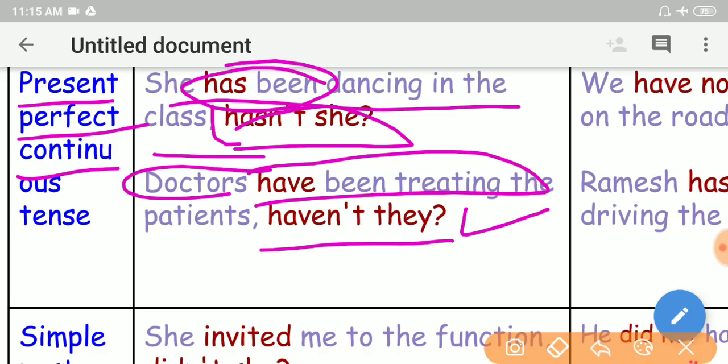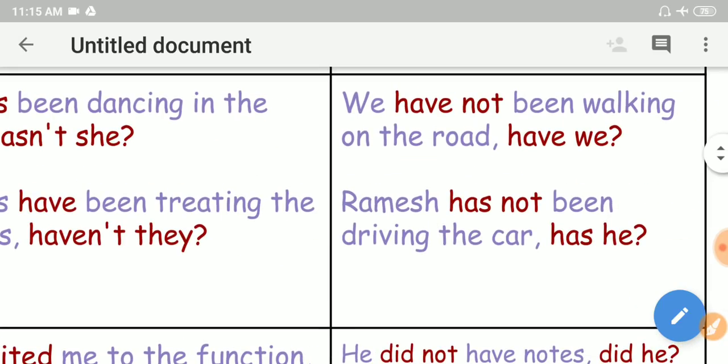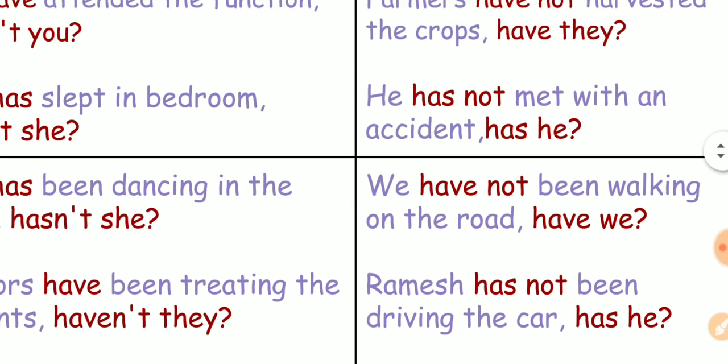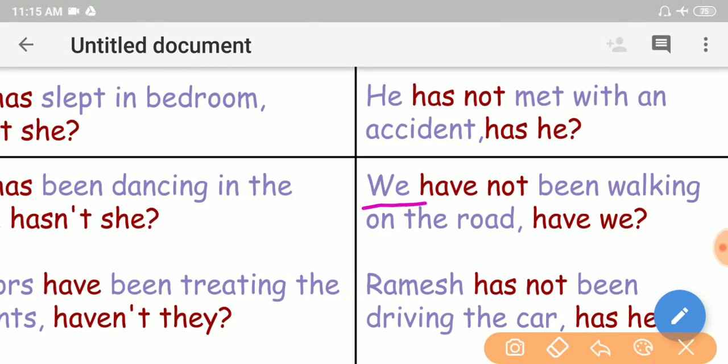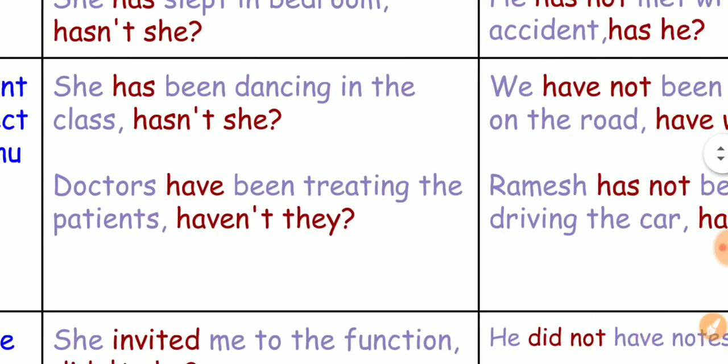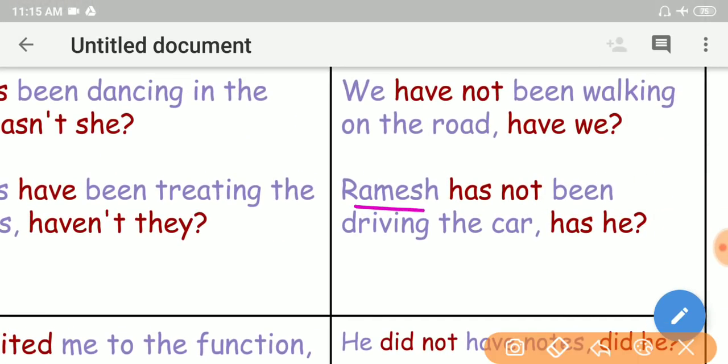So here let us go and learn the present perfect continuous tense negative sentence. We have not been walking, have we? Sorry, the statement is negative, the tag is positive. Like that, in the second sentence also the statement is negative, so the tag should be positive, my dear friends.